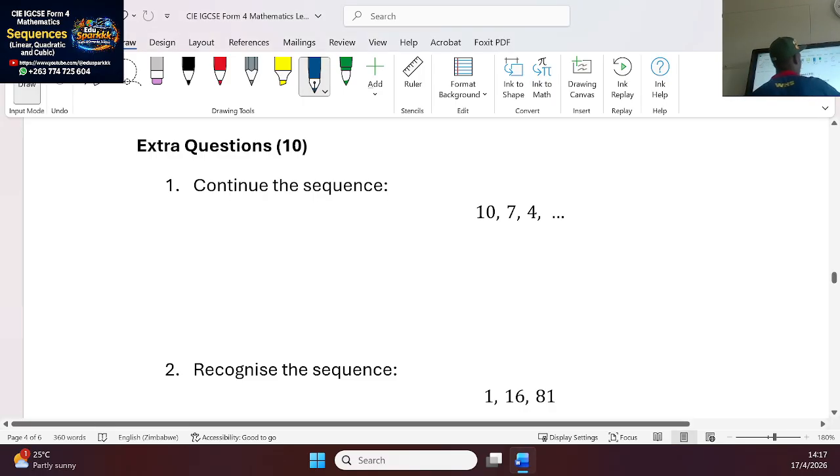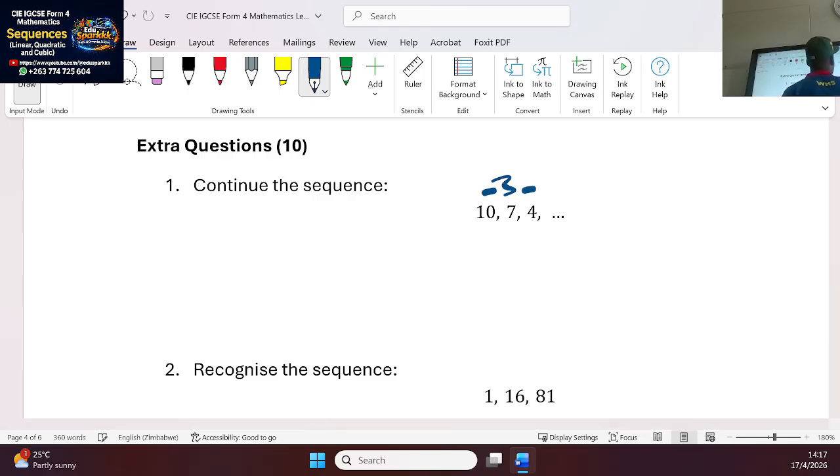If we check the common difference, here it's -3. So if we are continuing, 4 minus 3 gives us positive 1, and 1 minus 3 gives us -2, minus 3 gives us -5. Then the pattern continues like that.